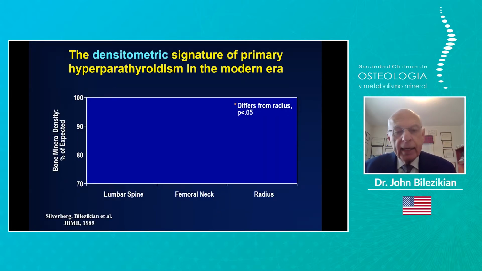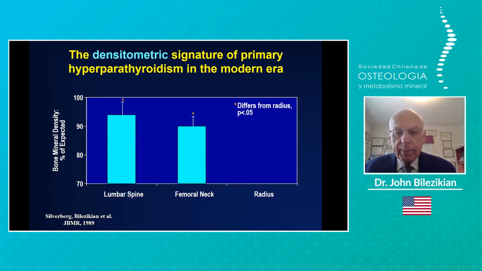When dual energy X-ray absorptiometry became widely used throughout the world, we were one of the first to show this very typical pattern of bone involvement in this disease. And what you see on this slide is the lumbar spine bone density that looks reasonably normal. The femoral neck bone density shows a reduction, and the distal third of the radius, which is the site of cortical bone, shows the greatest amount of involvement.